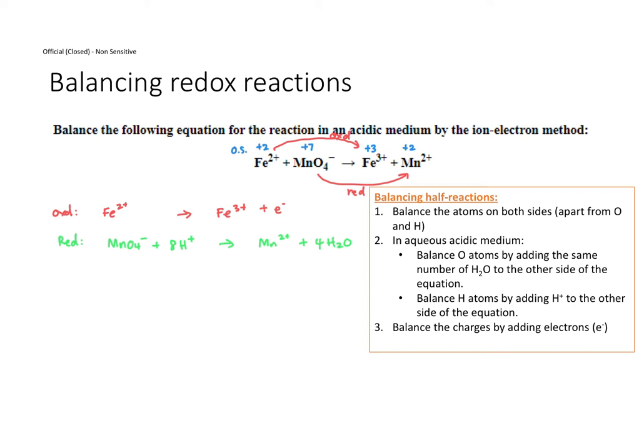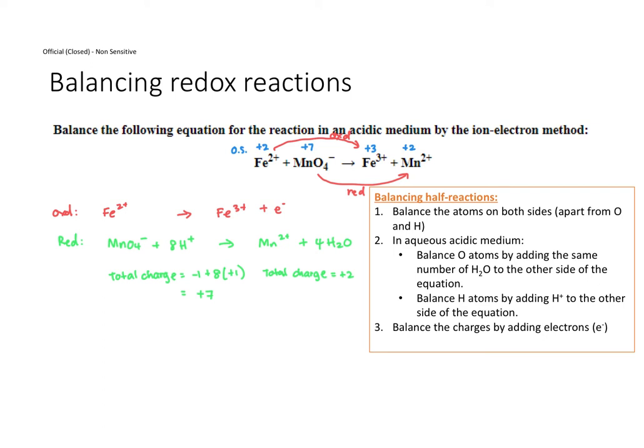So finally, we need to add the electrons. First of all, let's calculate the total charges on both sides of the equation. On the left hand side, we have -1 from MnO4- and 8 times +1 from the H+. So our total charge is +7 on the left hand side. Now let's look at the right hand side. You have a charge of +2 from Mn2+ and nothing from H2O. So the total charge is +2.